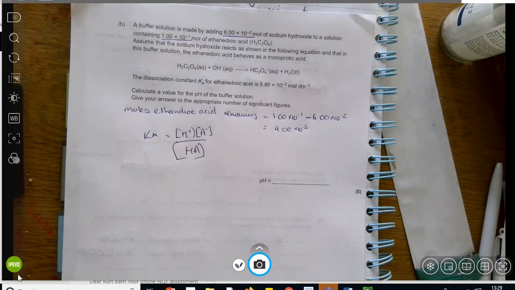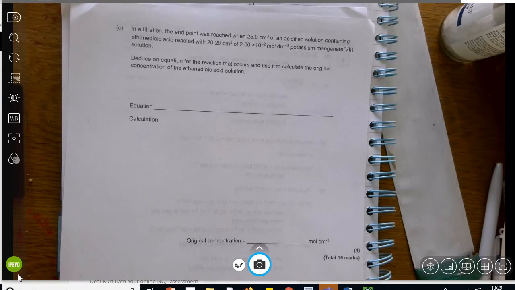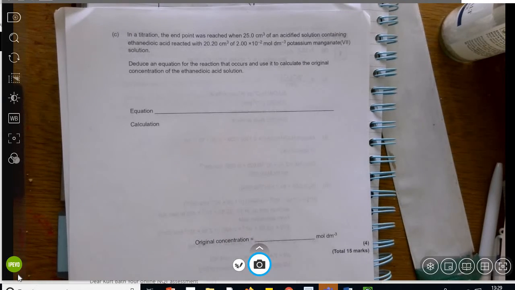I've got to find the last part of the question paper for you, which is this one. Right, the hardest part for this one is straight away it's asking what the equation is. So in a titration of acidified solution containing ethanedioic acid with 20.2 centimetres cubed with 2 moles per decimetre cube potassium manganate, calculate the balanced equation. Right, this is one where we're going to have to straight away think about what's going on.